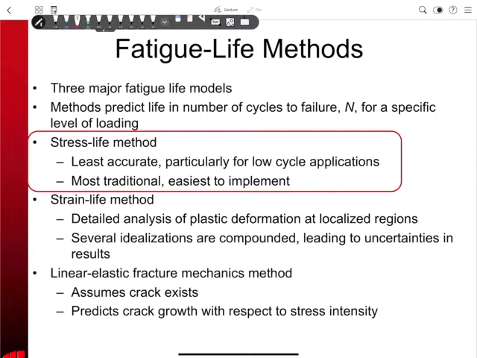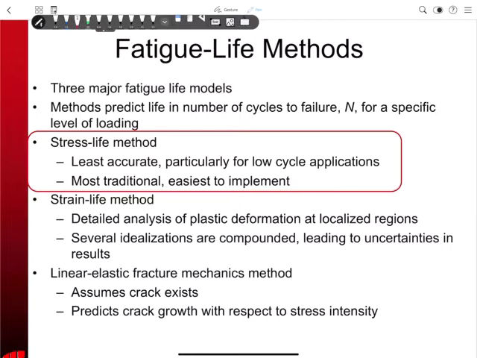There is the stress life method, where we say, okay, this is the stress, and it's an alternating stress, goes back and forth. How many cycles of this particular stress can we handle, right? This is the least accurate, particularly for the low cycles. So if you get under 1,000 cycles, stress life is not very accurate. But it's the most traditional, and it's the easiest to implement. Hence, that's the one we're going to do.